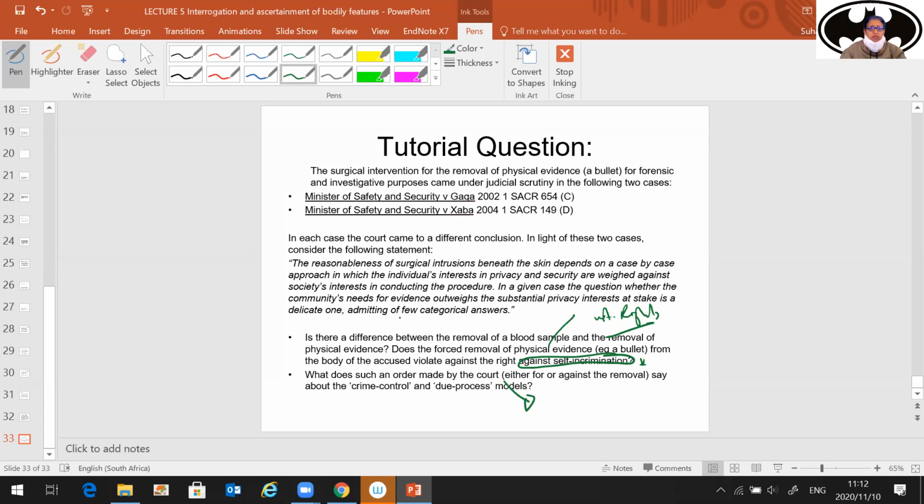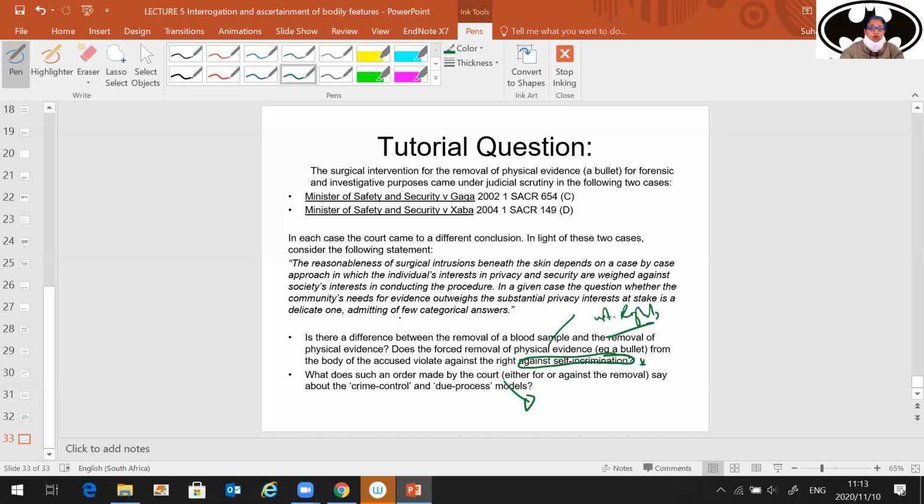What is important that comes out from both cases is that in order to conduct this type of search and seizure, because this is what it is, Section 27, search and seizure, the lawfulness of it will have to be determined on a case-by-case basis. So it's no blanket rule or blanket provision.